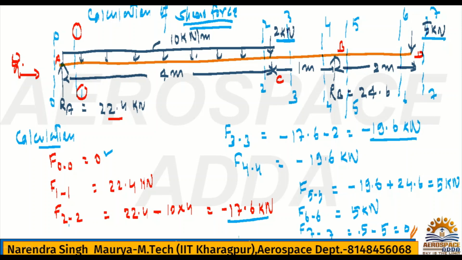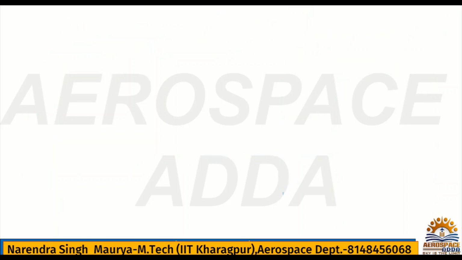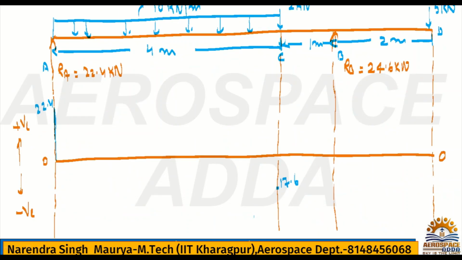Because of the UDL load, what value are you getting at point C? It is minus 17.6 without considering 2 kilonewton. So first we need to show this 17.6. Where will we show it? Obviously at point C. This is the 17.6 kilonewton, and this is 22.4, and this is 17.6, and we have to meet this with an inclined line, right? This is the RA and UDL load.